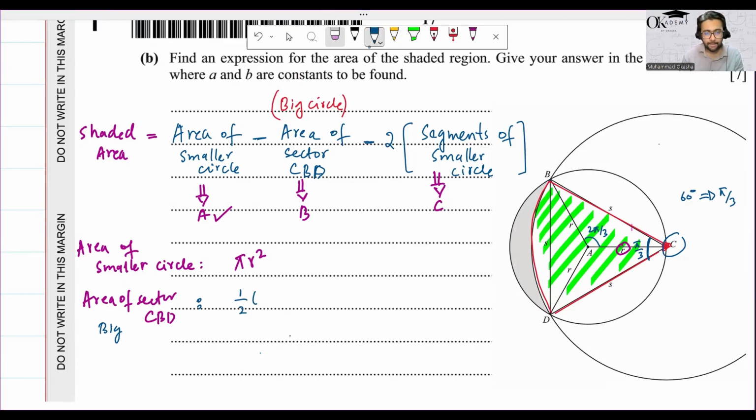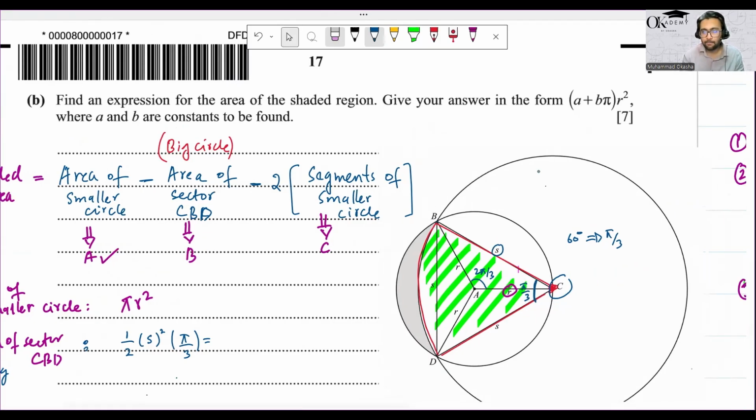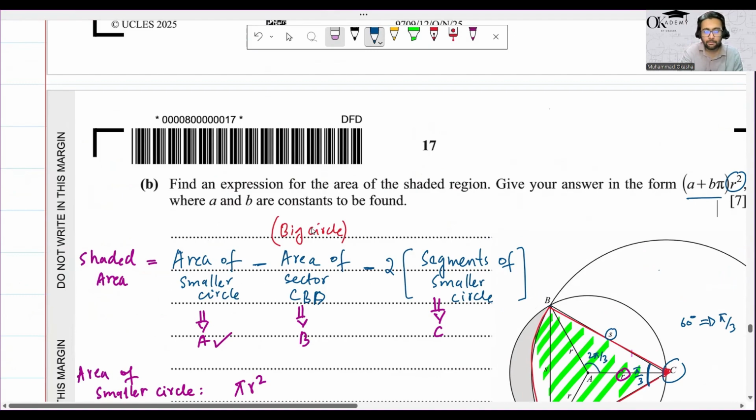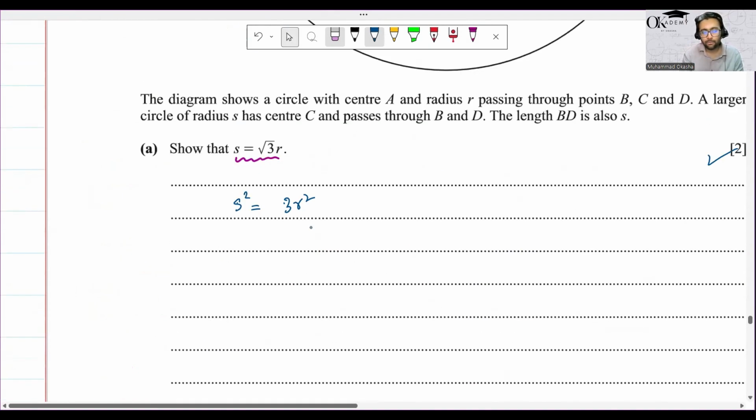So 1 over 2 s squared, because s is the radius of the bigger circle, and theta is pi by 3. Now, if you go back to the question, it says give your answer in the form of a plus b pi r squared, which means there is no s in the answer. So we somehow have to convert s into r. If you take help from the last part, s equals square root 3 r. If I square both sides, I'm going to get s squared equals 3r squared.